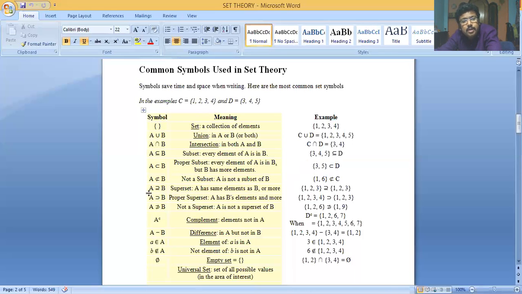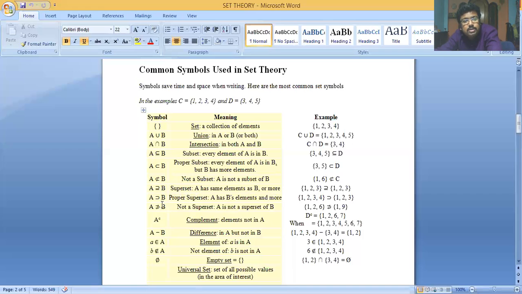Okay. Now superset. A has same elements as B, or more. So superset, this symbol represents the superset. So the 1, 2, 3 set is a superset of 1, 2, 3. So A has the same elements. This set has the same elements as the B set. This is A set, this is B set.